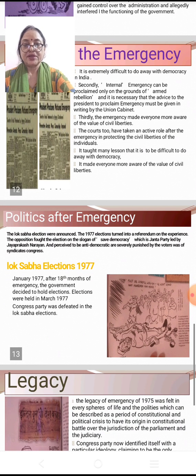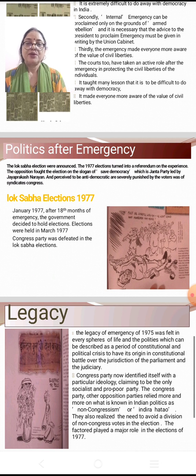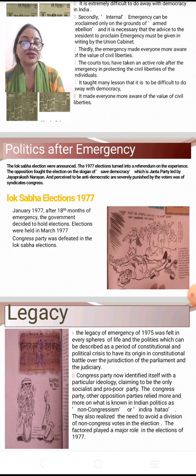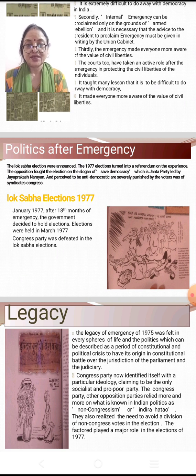Politics after the emergency. The Lok Sabha election was held in 1977. After 18 months of the emergency, the government decided to hold elections. Elections were held in March 1977. The Congress party was defeated in the Lok Sabha election for the first time after independence. So this was a great change in Indian government.